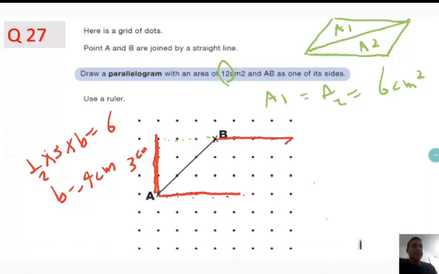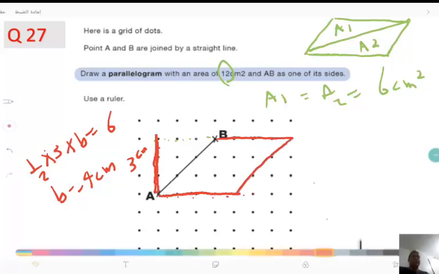Then let's match it together. This is the parallelogram which has an area of 12 centimeters squared. So I used this idea, which is the area of a triangle. Two triangles are equal inside the parallelogram. From the area of one of them, I found the base, I applied the base top and bottom, and then I completed the shape.